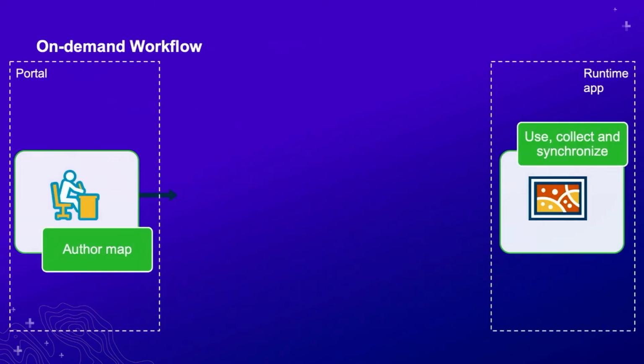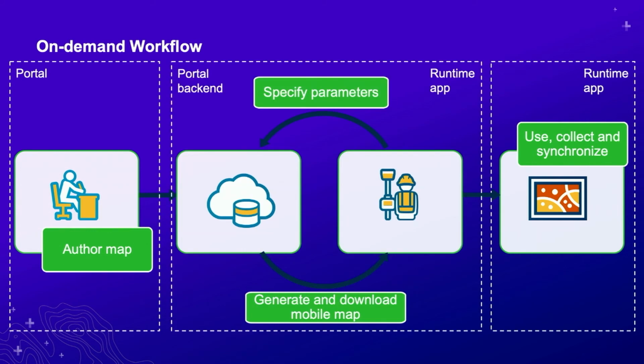So this is how this works. With an on-demand workflow, that was pre-planned, what we've just covered. With on-demand, the author of the map publishes the map, and that's it. That's all that the author has to do, because the end user is going to decide at runtime what they're going to take offline and exactly what parameters they're going to use.